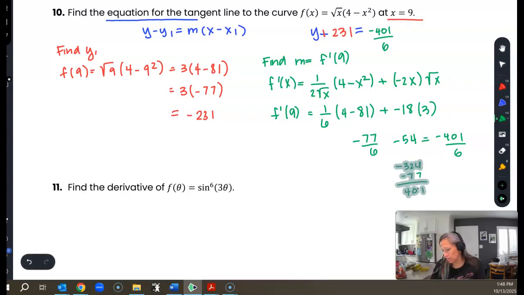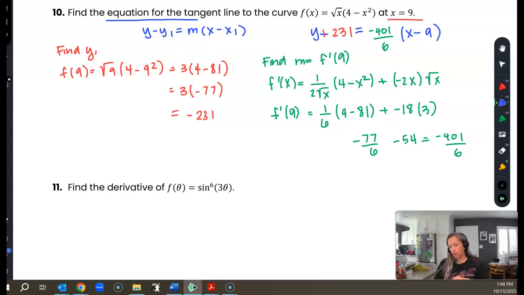So I went ahead and I would have just done that in a calculator had my calculator been closer to me. And then we, of course, have our x minus and then our given 9. So that was the final answer to that problem.